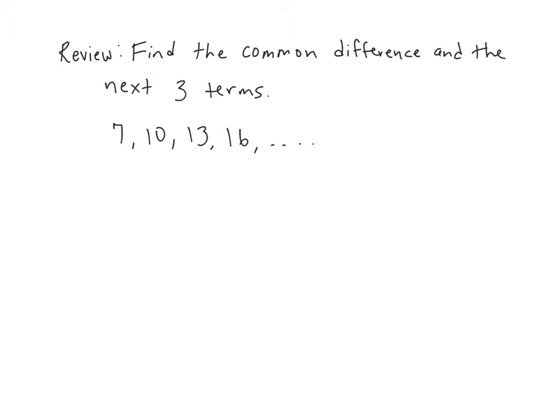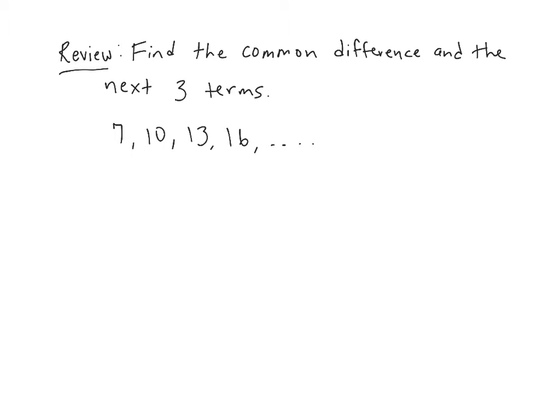All right, let's take a look at a review problem that's similar to the ones we did yesterday, or in part 1 of the Edpuzzle for 4.6. We're going to find the common difference and the next three terms of the sequence 7, 10, 13, 16, and so on. Again, the common difference is the amount you'd have to add or subtract to get to the next value. So what do we have to do to get from 7 to 10? What would we have to do to get from 10 to 13, and so on?